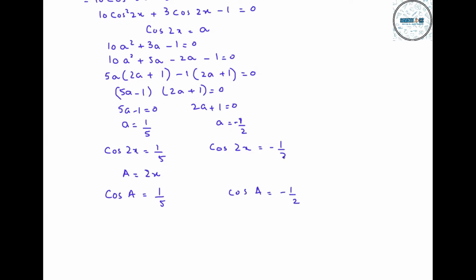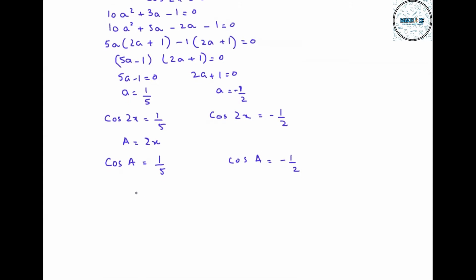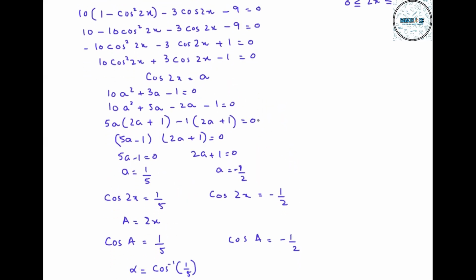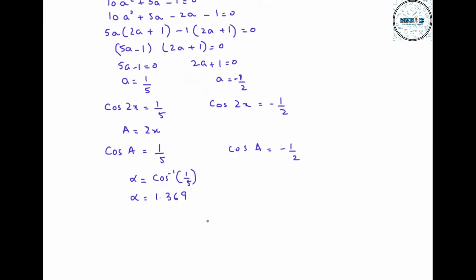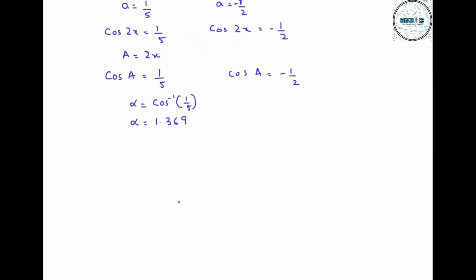Cos a is equal to minus 1 upon 2. So basic angle alpha is equal to cos inverse of 1 upon 5. Alpha is equal to 1.369. As the range is in radians, we have to use calculator in radian mode. Alpha is equal to 1.369. As cos 2x is positive, so we have to consider first and fourth quadrant.